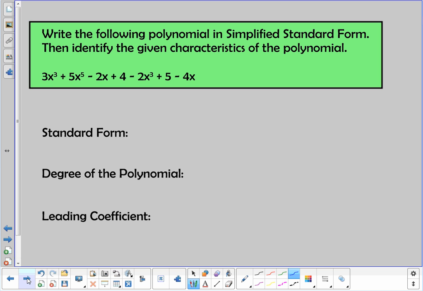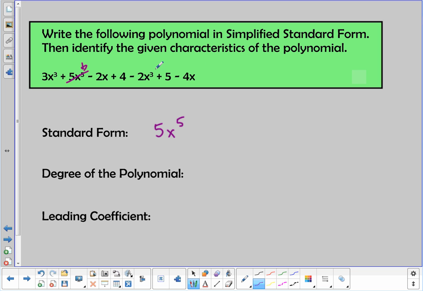All right, last 2 questions here. I'm going to start by writing this whole big guy in standard form. I notice now that my largest power is the power of 5. So I'm going to start with that one. It doesn't have any like terms with it, so I'm just going to list it as it is. So 5x to the 5th. Then I would go to the power of 4 next, but I don't have any powers of 4, so I can really skip over that one.